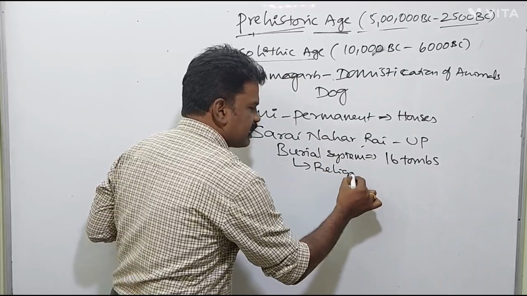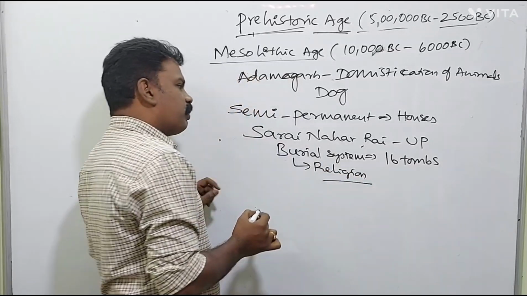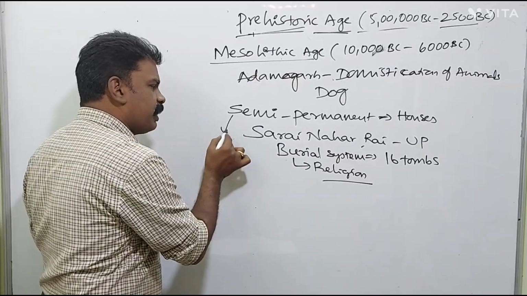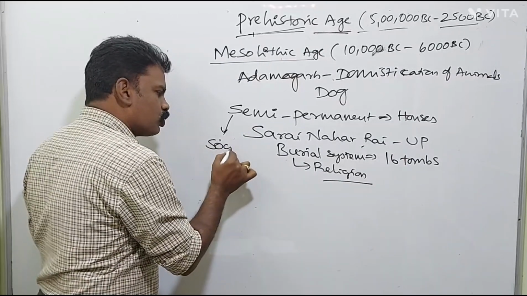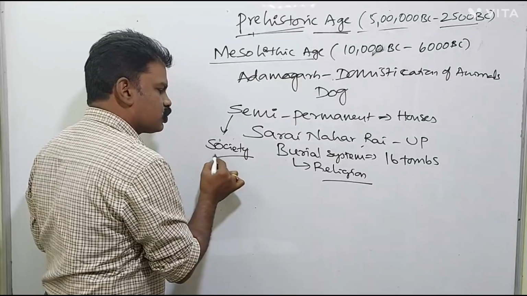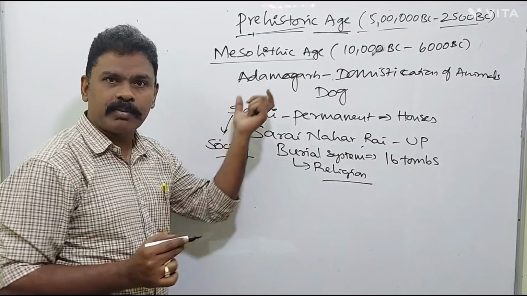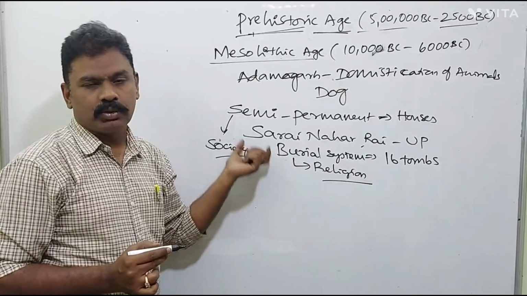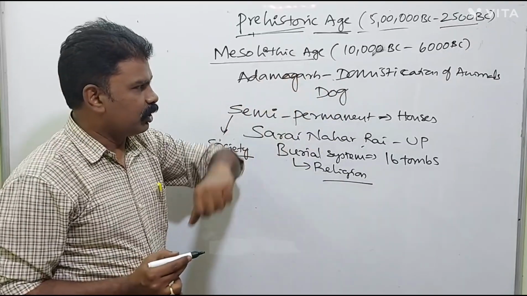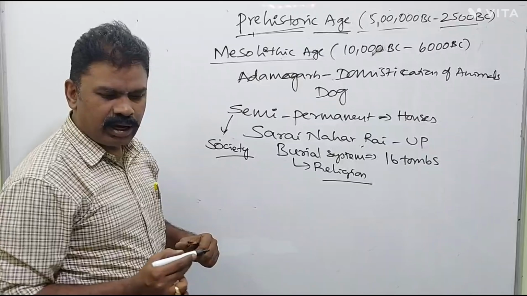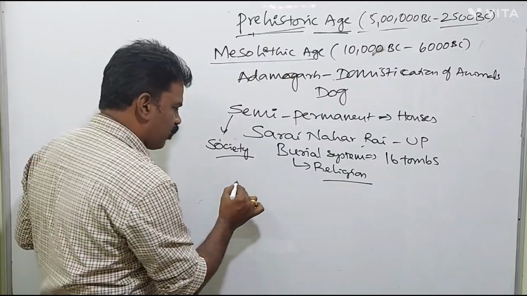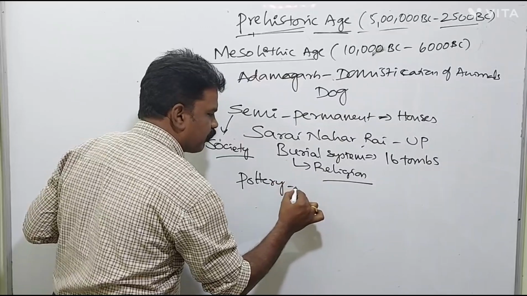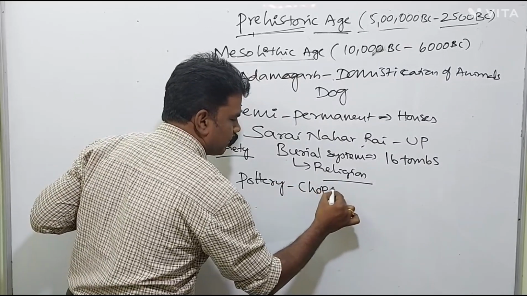It indicates religion. And the construction of houses at one place, semi-permanent, was the starting of society. So society started during the Mesolithic period. Religion also started during the Neolithic period. Along with this, at Chopani Mando, we found pottery; the making of pottery was found at Chopani Mando.